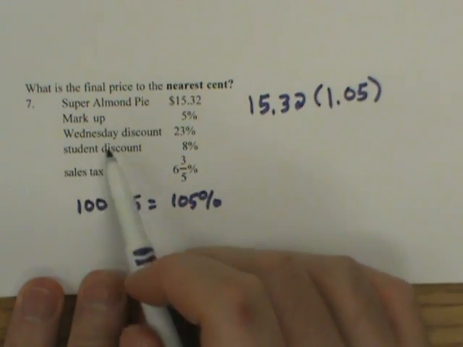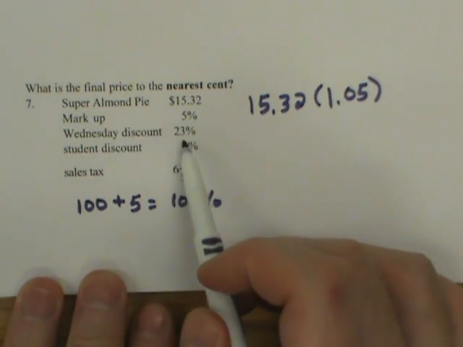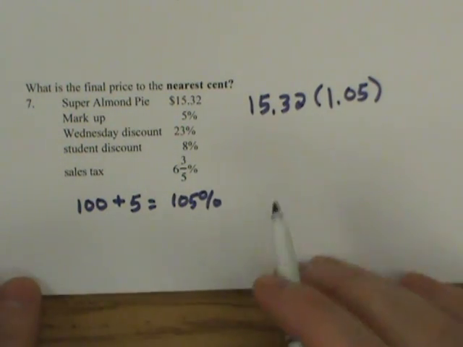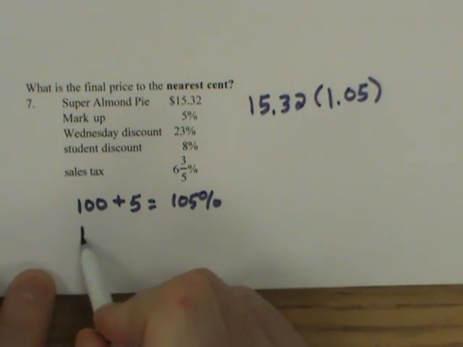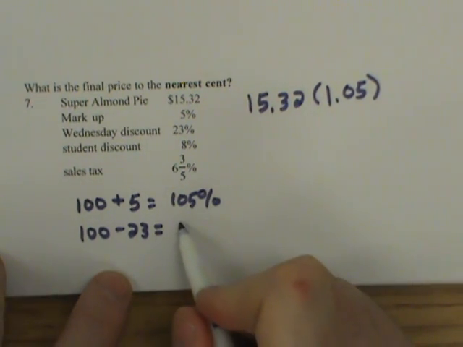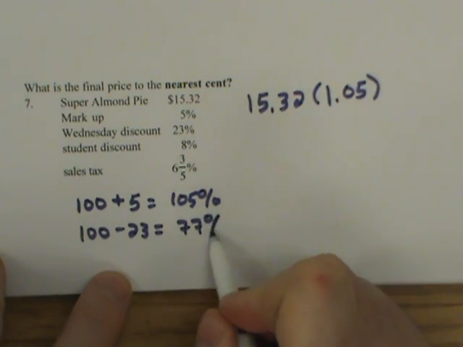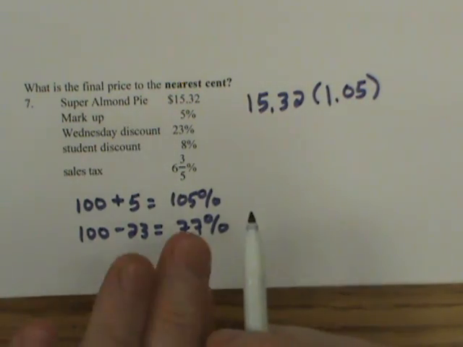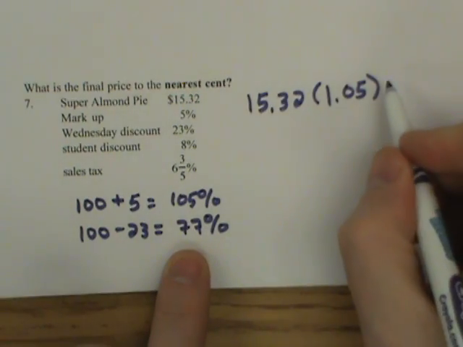And then it's a Wednesday discount, and so I say, hey, you can save 23% if it's Wednesday. We'll pretend like today's Wednesday. And so we go 100 minus 23. 100 minus 23 is 77. That would be a 77% that you're left to pay. 23% was wiped away, left you with a 77%.